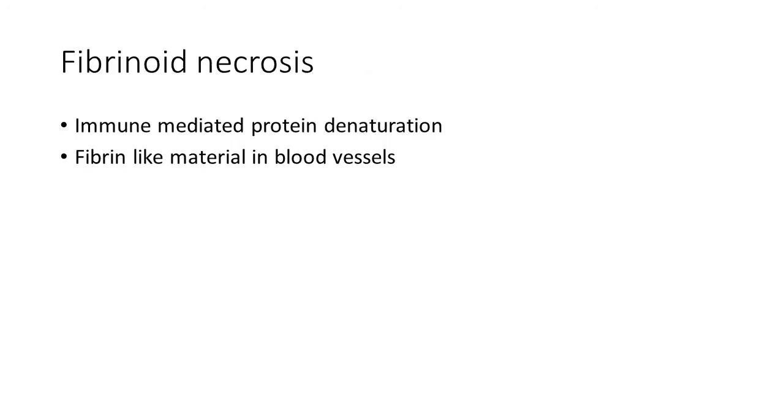The fibrinoid necrosis is characterized by deposition of fibrin-like material in blood vessels. It is encountered in examples of immune-mediated tissue injury or immunologic tissue injury. Here, there is immune-mediated protein denaturation.